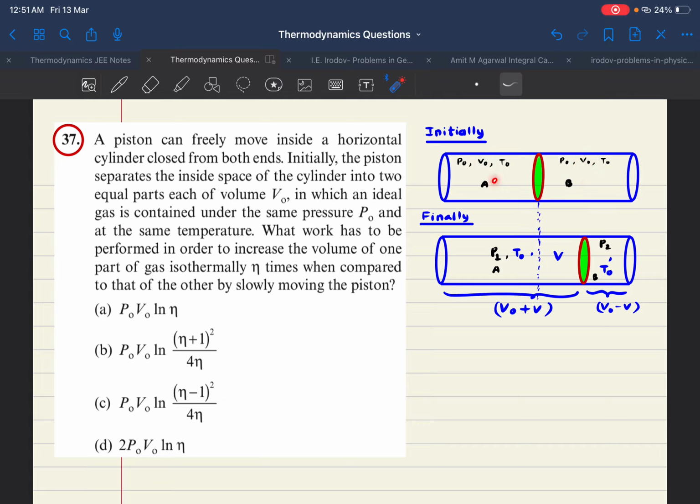Means here we have an ideal gas and here also we have an ideal gas. Both the chambers have the same volume, and the ideal gas is contained under the same pressure and same temperature. That means in this chamber A, the pressure of the gas is P naught, temperature is T naught, volume of the container of the gas is V naught. This chamber B also has P naught, V naught, T naught, right? Now, what work has to be performed in order to increase the volume of one part of the gas isothermally eta times when compared to that of the other by slowly moving the piston?